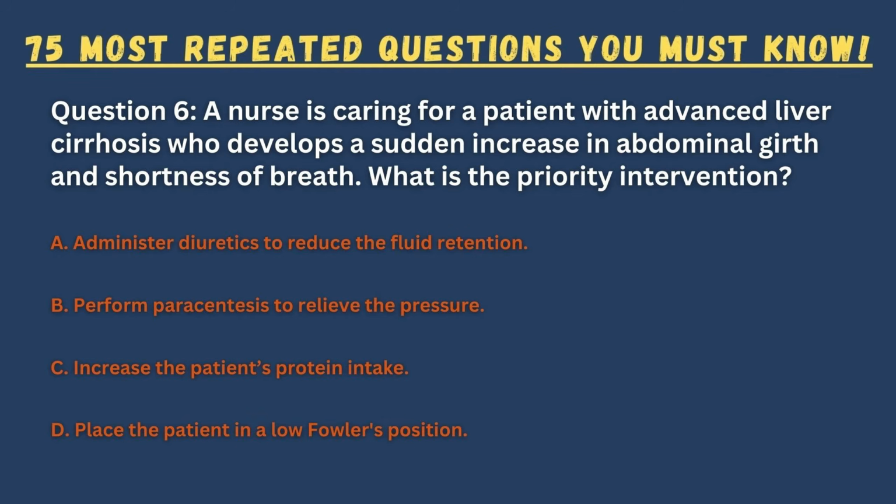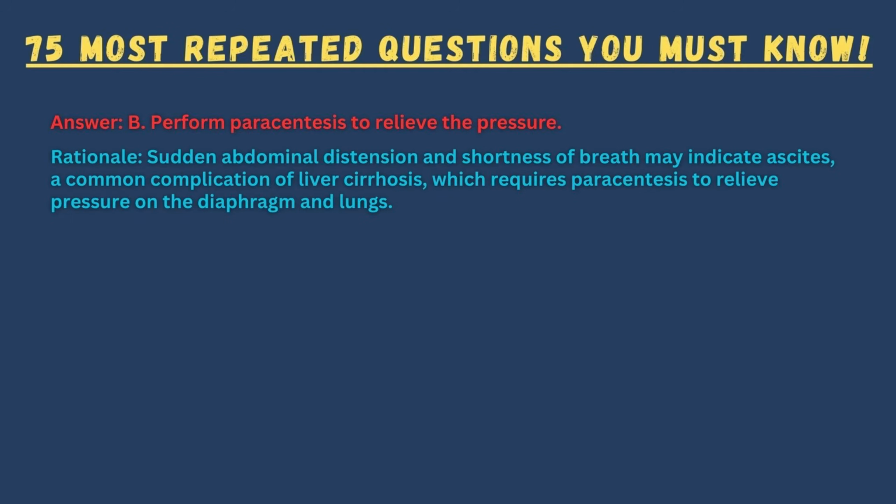A. Administer diuretics to reduce the fluid retention. B. Perform paracentesis to relieve the pressure. C. Increase the patient's protein intake. D. Place the patient in a low Fowler's position. Answer: B. Perform paracentesis to relieve the pressure. Rationale: sudden abdominal distension and shortness of breath may indicate ascites, a common complication of liver cirrhosis, which requires paracentesis to relieve pressure on the diaphragm and lungs.